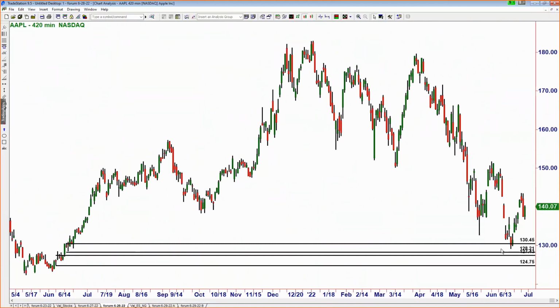Right? So this was the recent turn. We just had another. So you see how this is very, very important. This is basically a 420-minute chart. It's basically a daily chart. Okay? And whether it's Apple or the Forex market or crypto or futures, it doesn't matter.